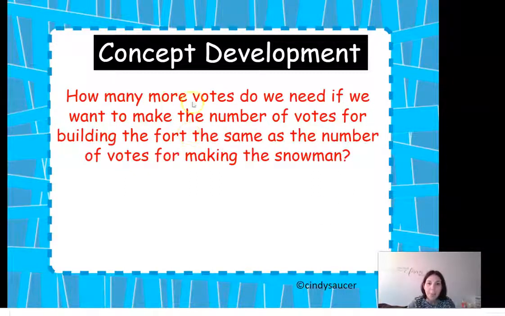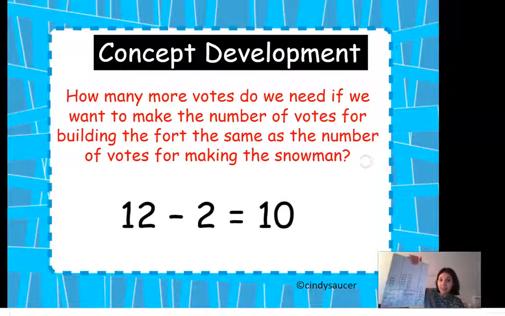Okay, how many more votes do we need if we want to make the number of votes for building the fort the same as the number of votes for making a snowman? So how many more votes do they need for building a fort? First we look and see how many people chose snowman. 12, right? How many people chose building a fort? 2. So you subtract 12 minus 2 to get 10. And we need 10 more votes for them to have the same number.